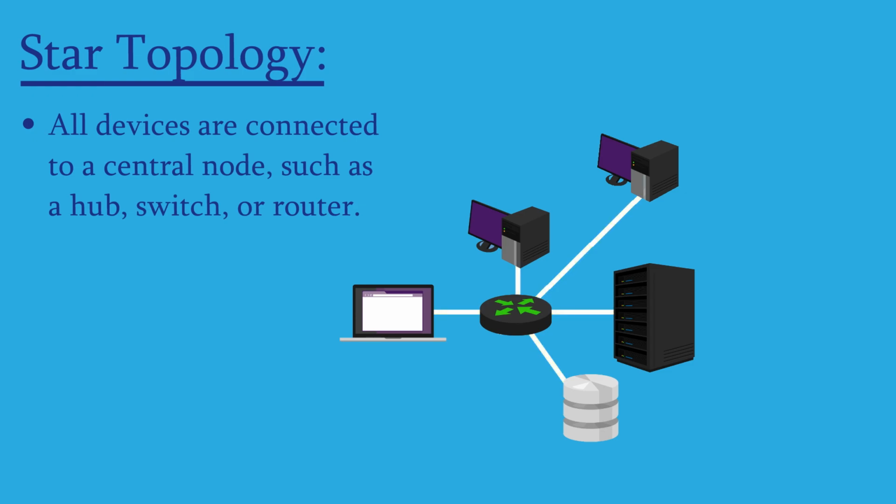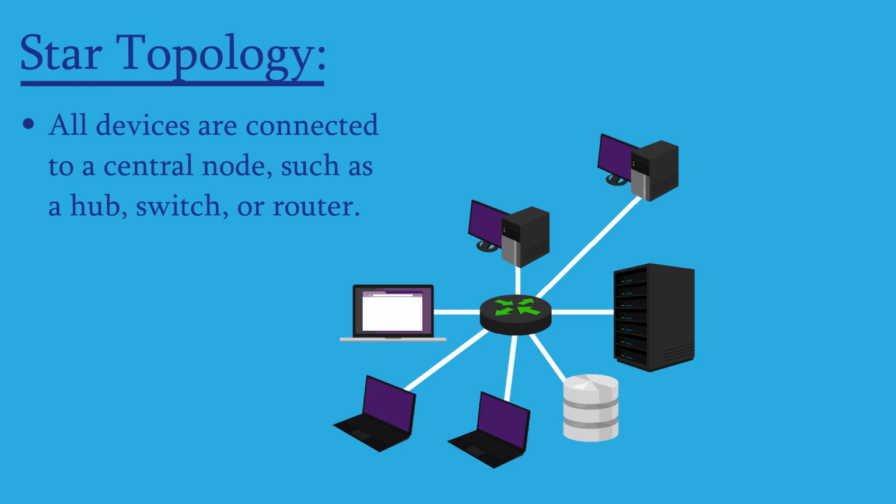Since devices are independently connected, it is easy to detect and troubleshoot faulty devices or connections. The performance of a star network is generally high, as there is a direct path between any device and the central node. However, the speed and quality of the network depend largely on the capacity of the central node. The star topology can be easily scaled up, as more nodes can be added easily without significantly affecting the network's performance.